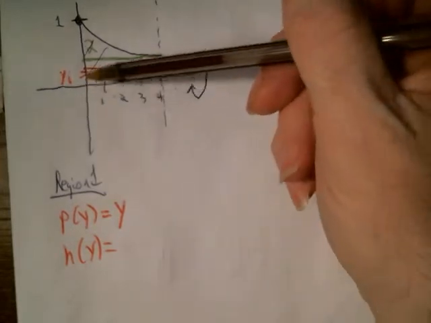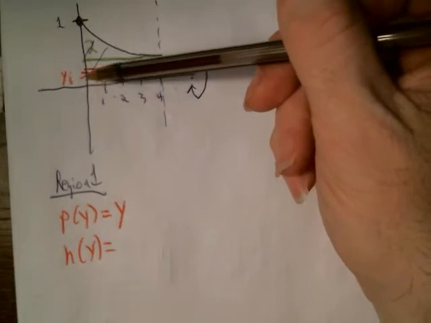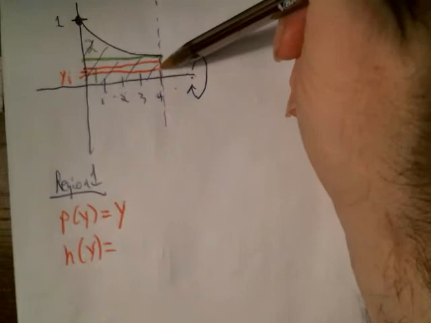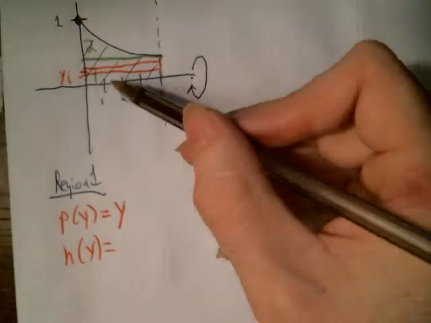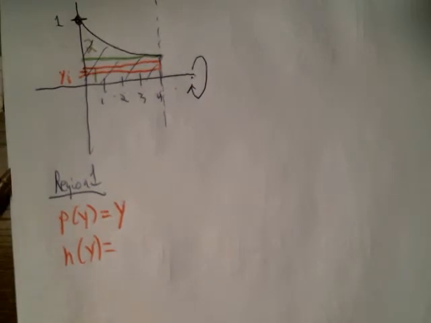It's the distance from here to here. In other words, location y sub I for this particular rectangle tells you the radius. And then I need a function for the height. In this case, it's constant. It's always going to be a height 4. This distance from here to here is always 4 in that first region.